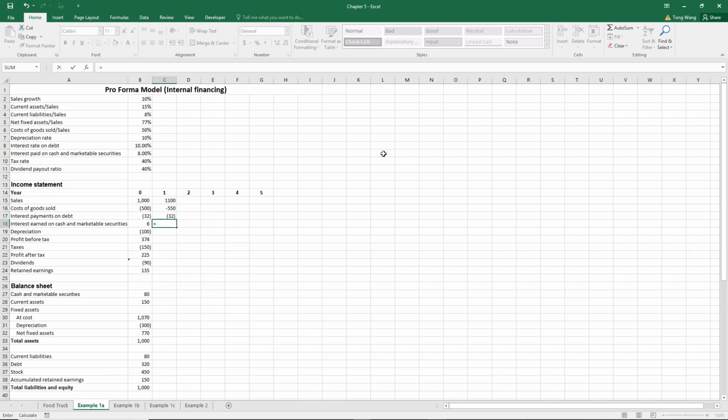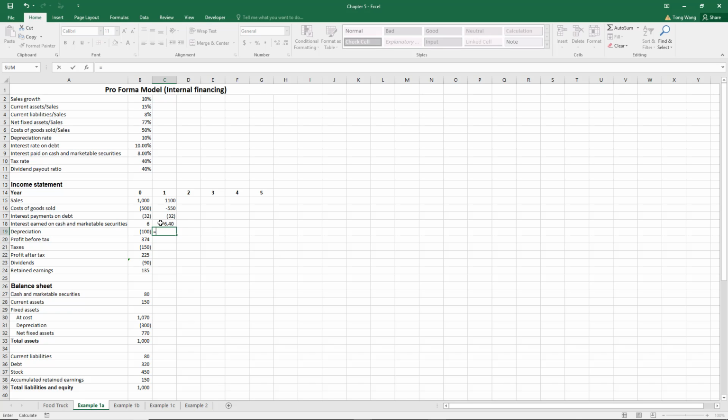Interest earned on cash is equal to the interest rate on saving times the average cash level. Depreciation. Here, our assumption is that the depreciation rate is going to be 10%, meaning that's going to be the 10% on the fixed assets at cost. Okay, the gross fixed asset.